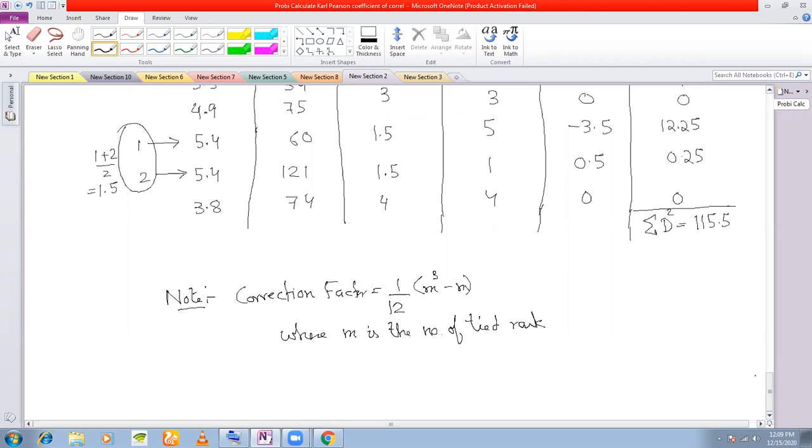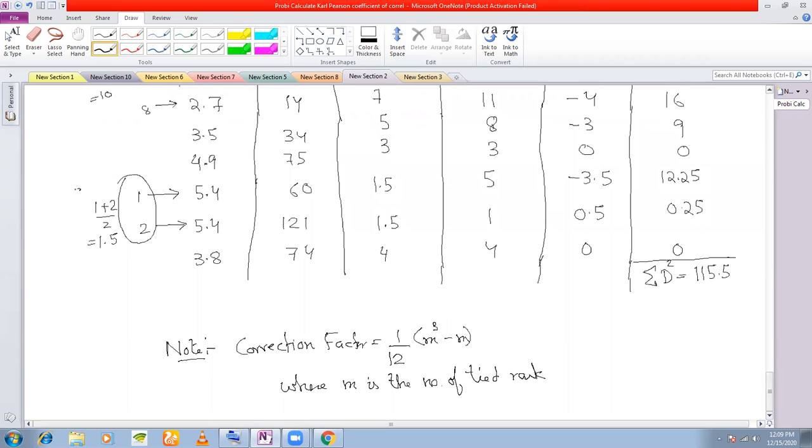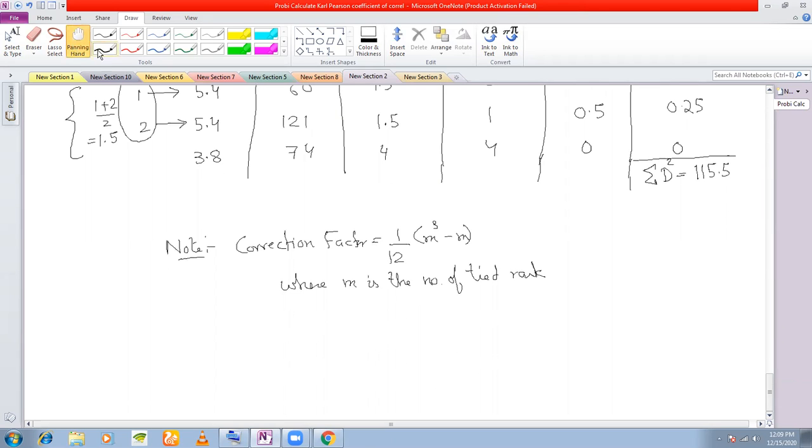Okay. So how many tied ranks? First of all, you have two tied ranks here. So what is the correction factor? Correction factor is equal to 1 by 12 times, you have m equal to, first you have two tied ranks, so put m equal to 2. 2 cube minus 2, right?